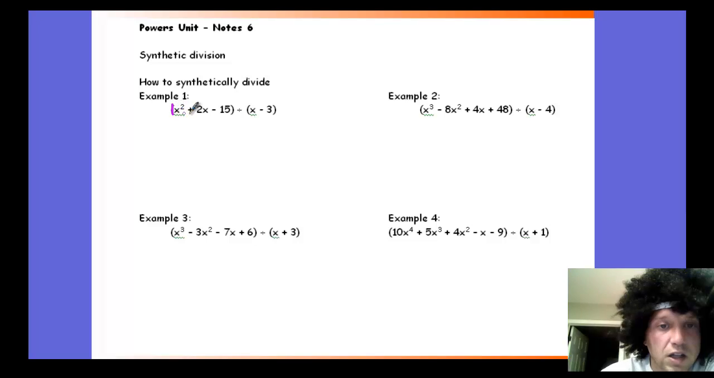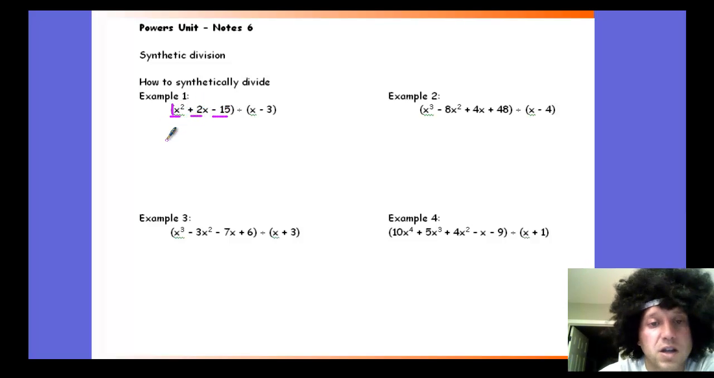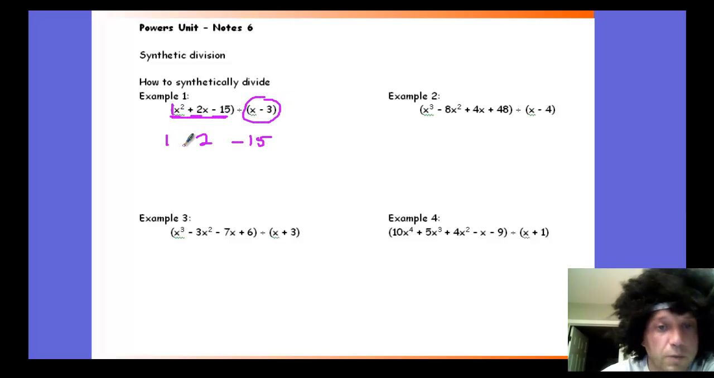You look at the coefficients of each of the terms, or the constant. And so we have 1, 2, and -15. And what we're doing is we're trying to see how many x minus 3's fit into this trinomial. So I'm looking at just the numbers. I'm going to have those numbers.